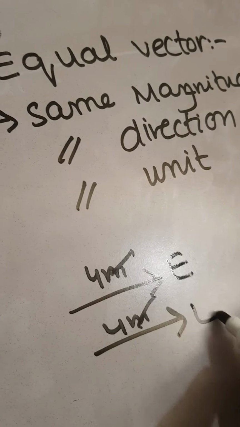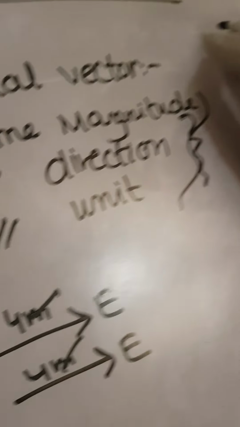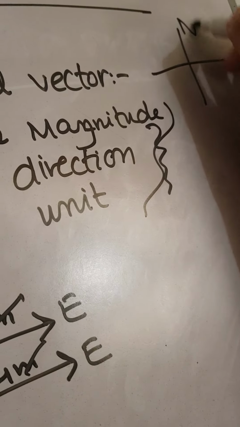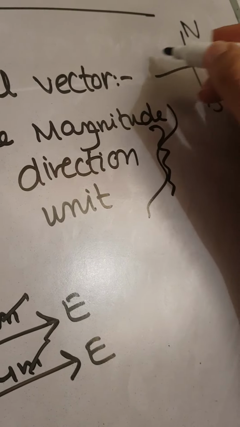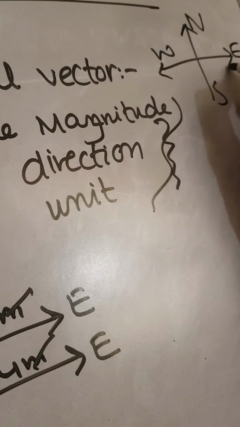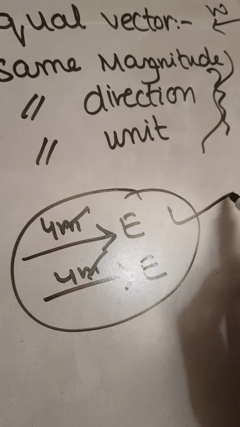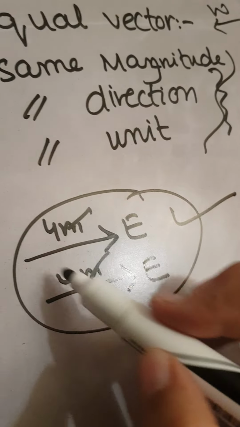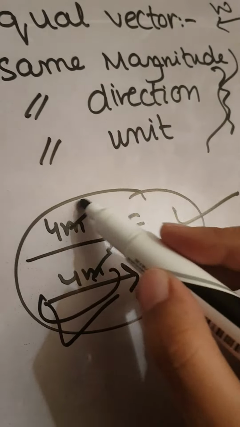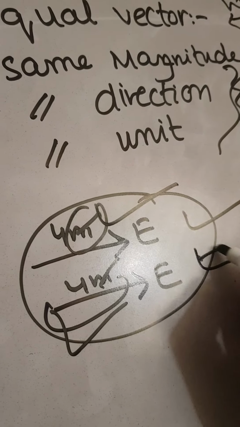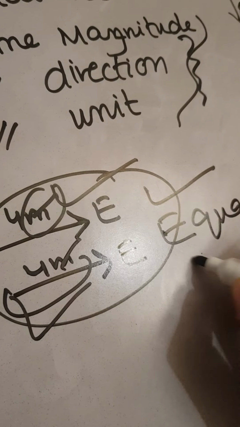They are both in the direction of the east. North, south, east and west, these are the directions. So they both are in the same direction and they also have the same magnitude and same units. So these both are equal vectors.